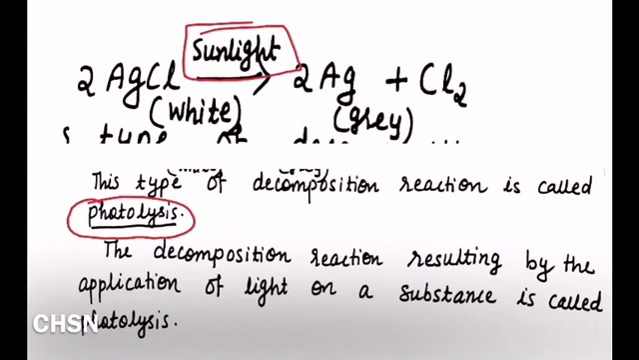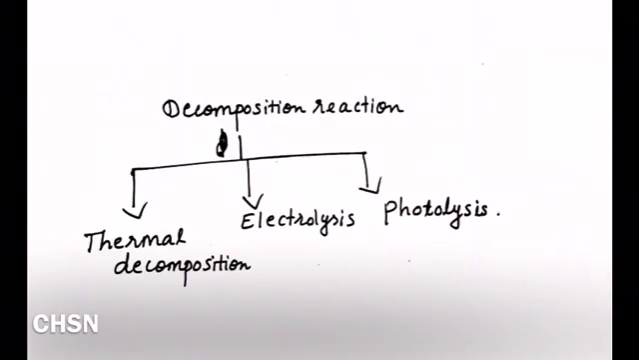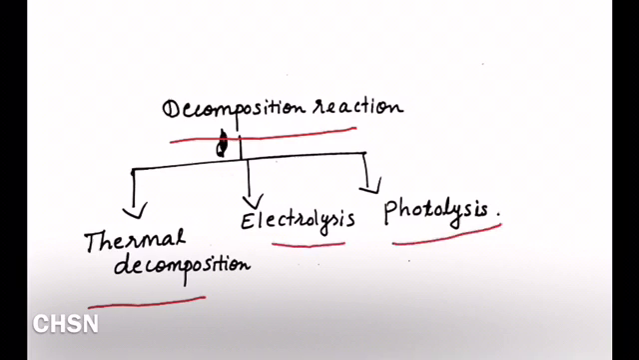So the decomposition reaction which takes place by the application of light energy on a substance is called photolysis. So what do you mean by photolysis? If the decomposition of the reactant takes place by the application of light, that type of decomposition reaction is called photolysis. So decomposition reaction is of three types: thermal decomposition, electrolysis, and third one, photolysis. Thank you.